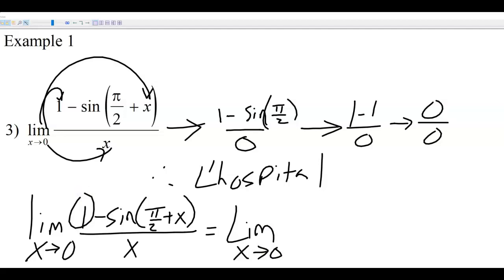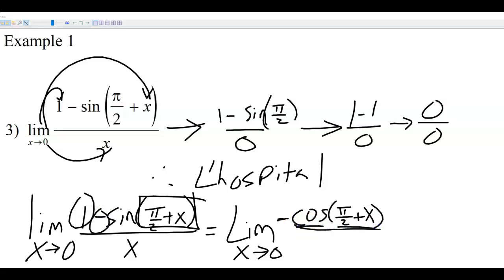The derivative of sine is cosine. And this is actually a chain rule situation because there's an inside. So what's the derivative of this inside here? Well, that's just going to be 1, so there's no point in putting a number in the front. We can just leave it as a negative cosine. The negative came from here, right? Derivative of sine was cosine, and then my inside's derivative was just 1, so it didn't really do anything. And then we do the derivative of the bottom, which is 1.